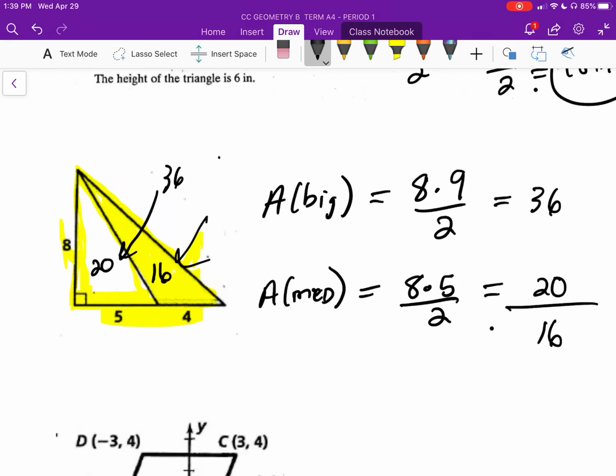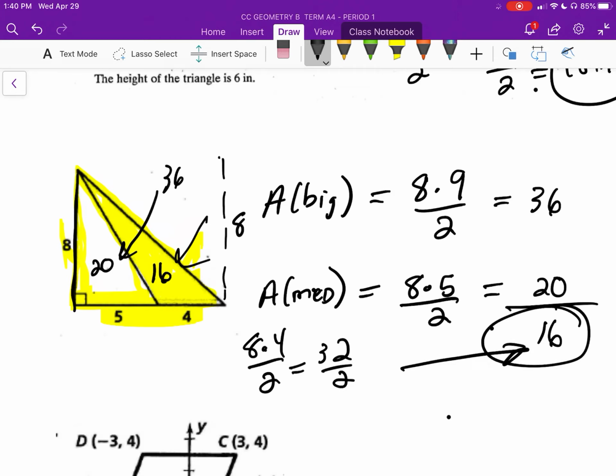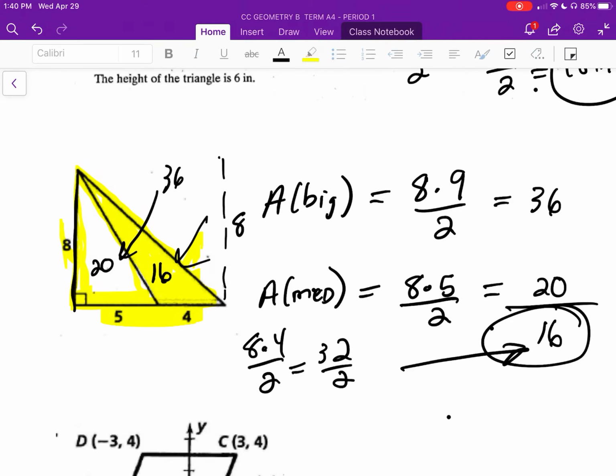You actually could have done it the other way. So let me show you. This height here of 8 is actually the height of this triangle as well. So if we had moved this over, we could have said this is 8 times 4 divided by 2, which is 32 divided by 2, which is also 16. It's another way you can get it, right? But I found it easier just to use the difference between these two triangles.